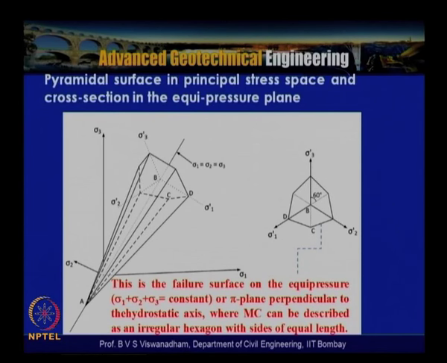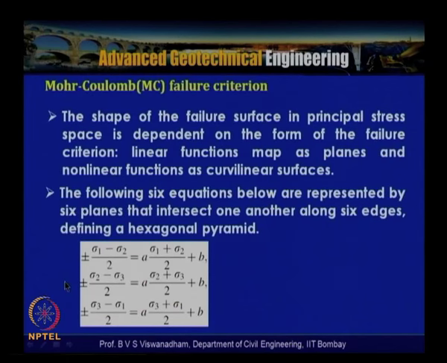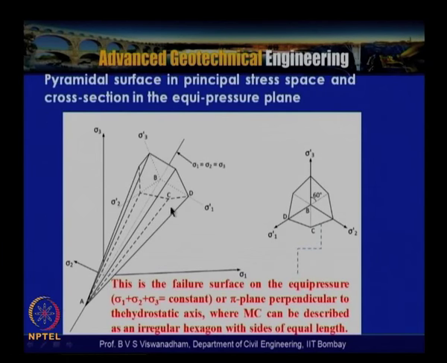So here the pyramidal surface in principal stress space and the cross section in the equipressure plane is given. The equations shown here represent all the 6 edges which form the hexagonal pyramid surface. And the failure surface on the equipressure plane, that is sigma 1 plus sigma 2 plus sigma 3 is equal to constant, or the pi plane perpendicular to the hydrostatic axis, where the Mohr Coulomb criterion can be described as an irregular hexagon with sides of equal length.